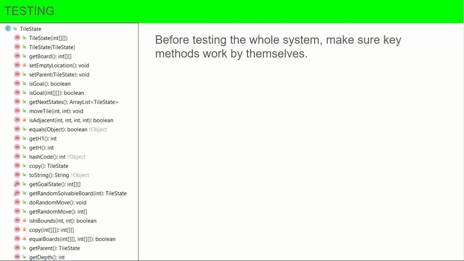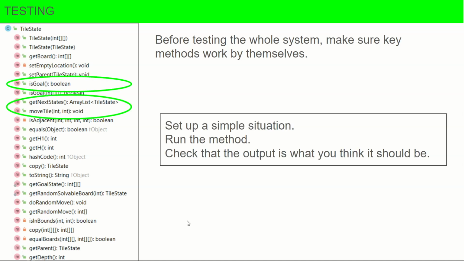So here's our tile state class, or rather this is my tile state class. I wrote a bunch of other methods like do random move and get random solvable board. But the key methods that you're interested in are these ones. We've got get next states, that plays a key role. Move tile, most people are using this method inside get next states. And then checking if something's a goal. So it seems like these three methods would be great methods to test.